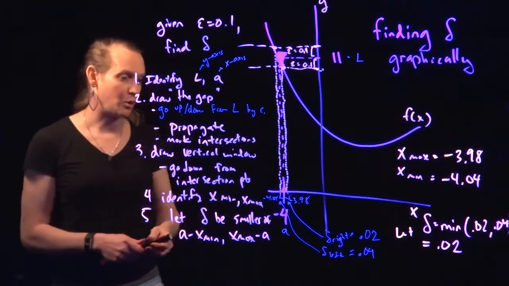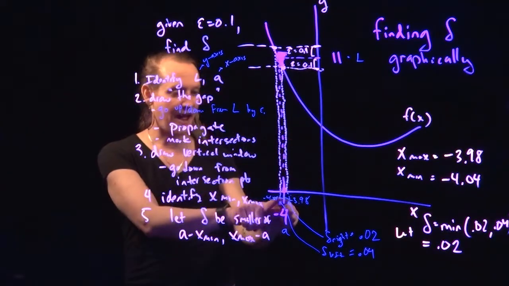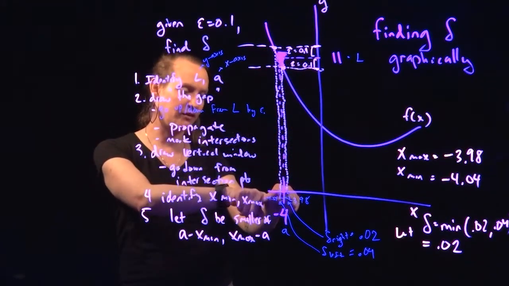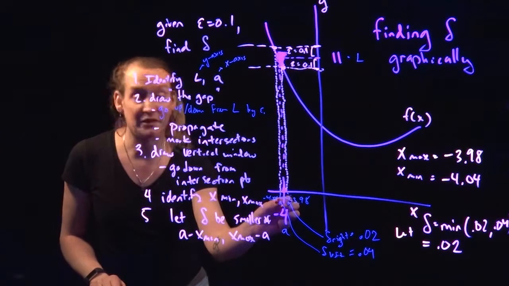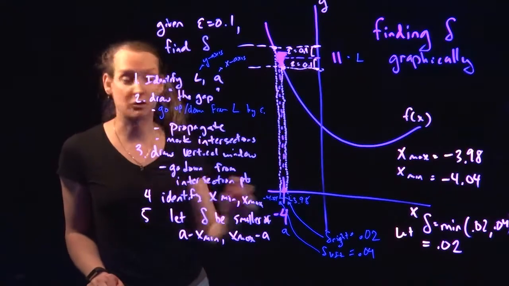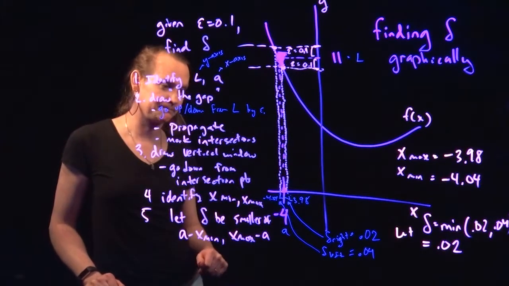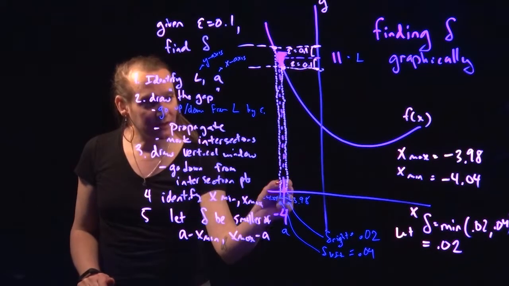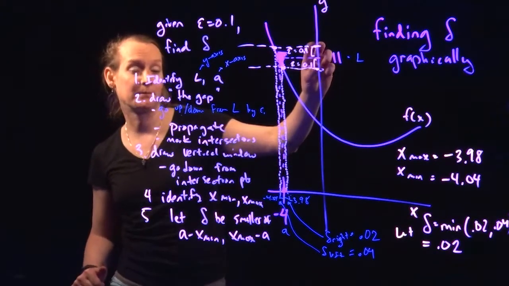I'm going to find these x coordinates here by dropping down these intersection points. I compute the distance between A and the left and right points. And then I take delta to be the smaller one. And then I'm done, and that's my delta. And that guarantees that if I'm within delta, inside of this, then when I go up and figure out my function value, I'm inside this vertical window right here.